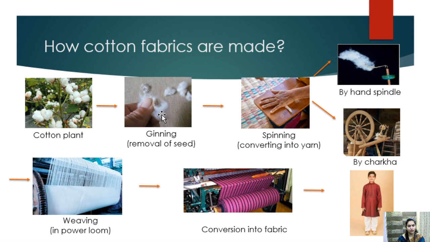This process can either be done with the help of a hand spindle or charkha. Okay. But we also have a certain machinery to convert it into a yarn. Okay. Now these yarns are clubbed together in a hand loom or a power loom where it is converted into fabric, and then this fabric is dyed and stitched to make a cloth. Okay. Now let's see what is written in the chapter. Let's see what is written in this chapter.